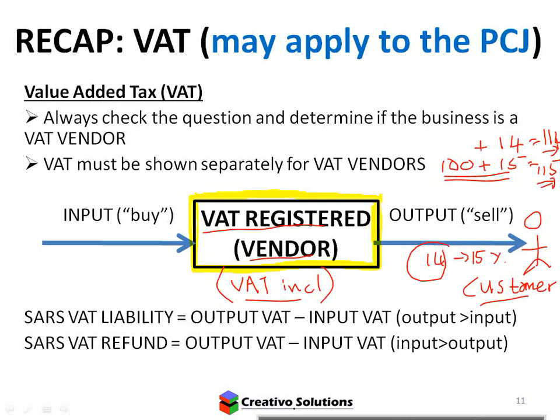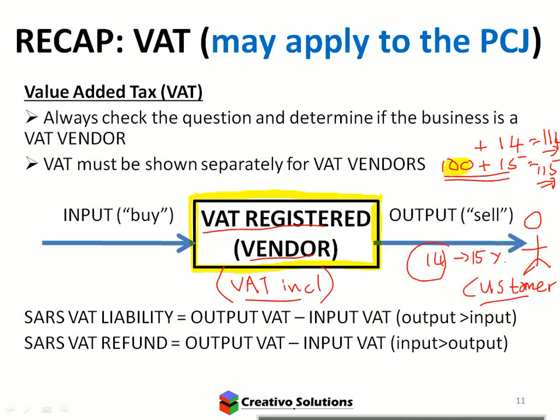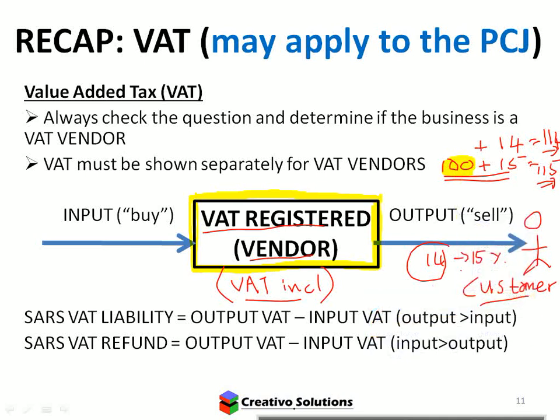So if the business had to sell this item at 114 or 115, is the business entitled to the 114 and the 115? No. They're only entitled to the 100 exactly. Because that's the actual sale, or that's the fee, or that's the services rendered. Right, so this 14 or 15 that's being added is seen as a liability. Why? Because you have to pay that over to SARS. It's not yours, it's theirs. Right, so you're just an agent.